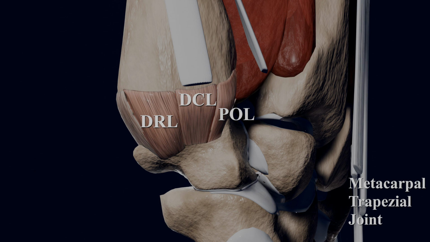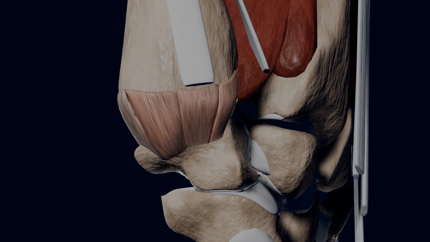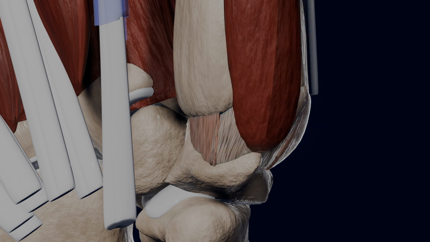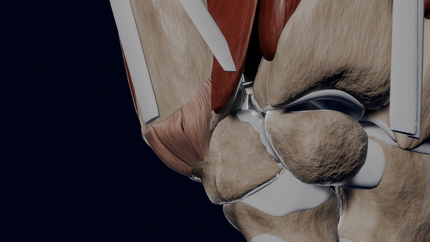There is a plethora of other ligaments connecting the thumb, metacarpal, and trapezium to adjacent bones. The primary stabilizers of the thumb are the anterior oblique and dorsal radial ligaments. The metacarpal trapezial joint is dynamically stabilized by attachments of the first dorsal interosseous and opponent muscles to the joint capsule.